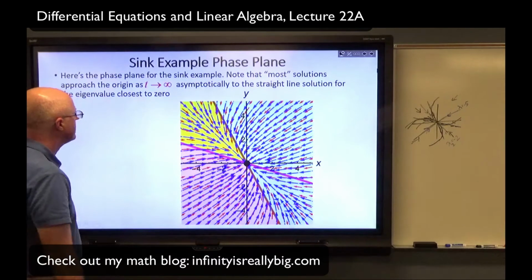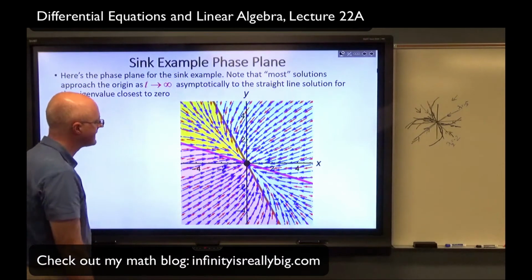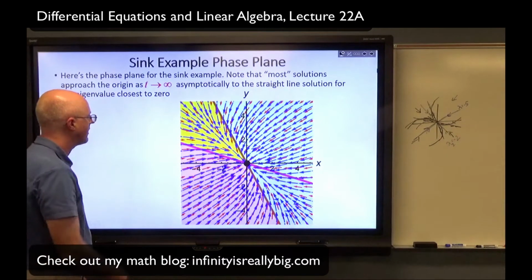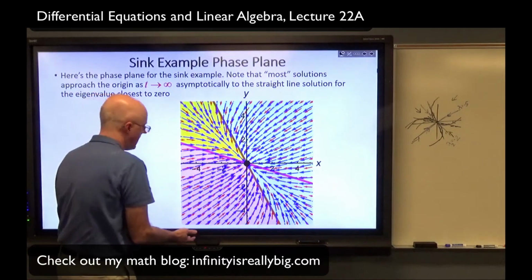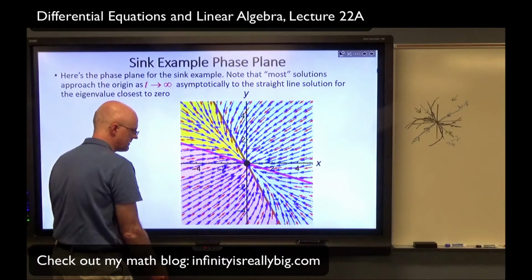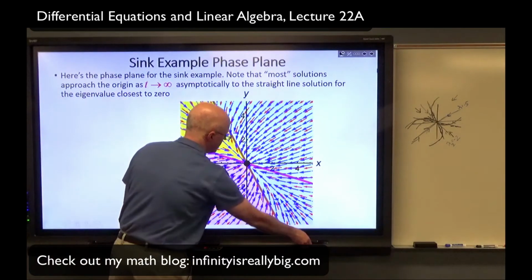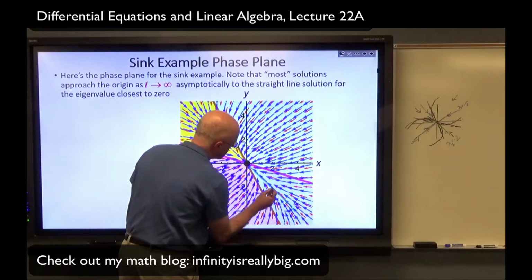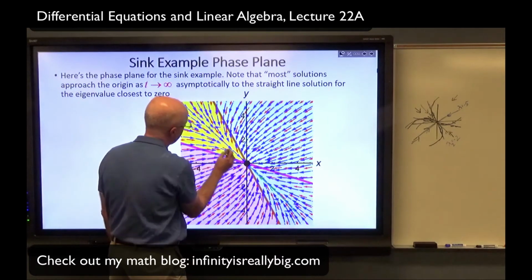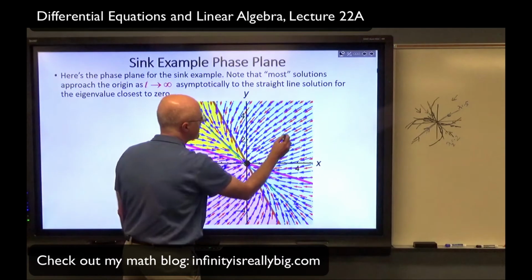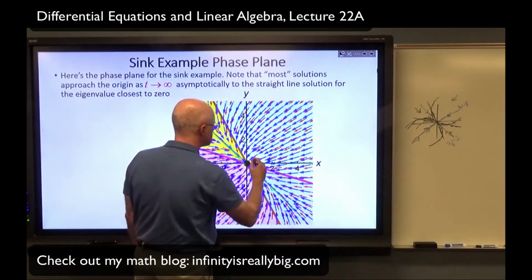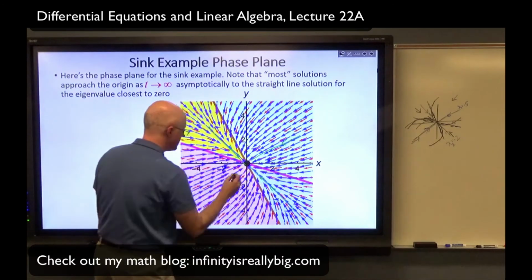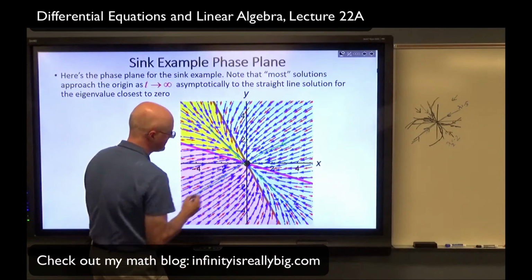There's your picture. The red arrows are scaled down versions of the vector field. They are all straight. The blue arrows are supposed to represent solution curves. They are not all straight. The straight line solutions, again, are those coming in about like this, about like this, about like this, say, and about like this.